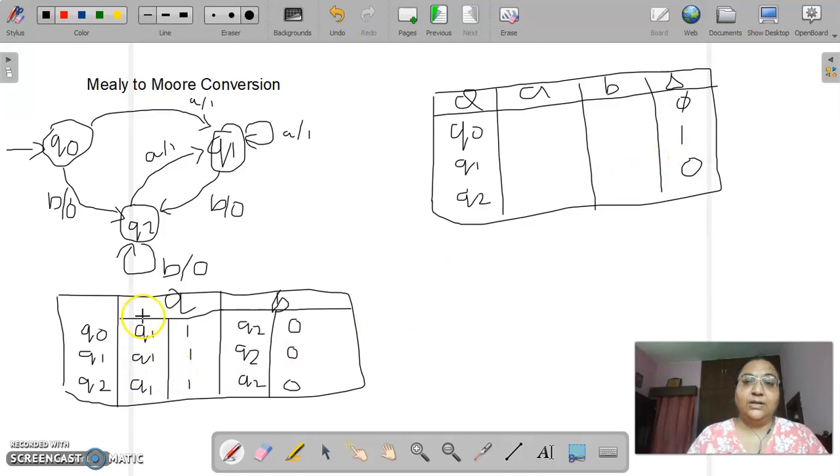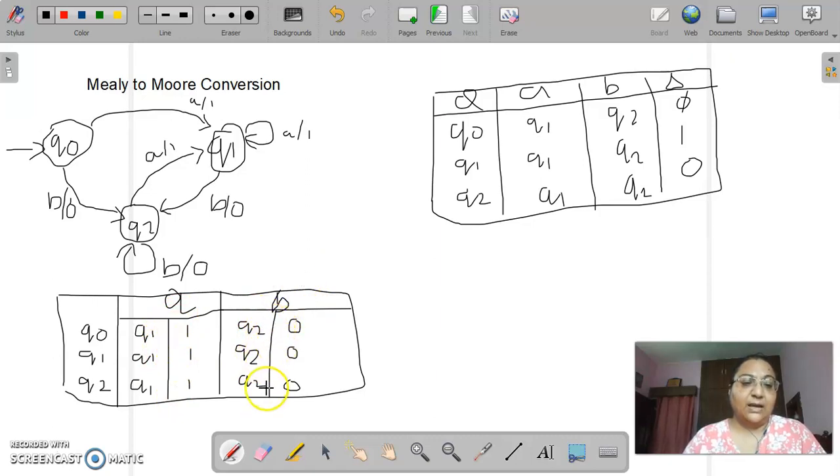And for the rest, we will simply copy the next states into this table. So we will have Q1 and Q1. And here we will have Q2 and Q2. So in this example, we have seen that if Q0 or any of the states does not appear on the output side of the table, then we have to put a phi in its output. Now this is the corresponding Moore machine.